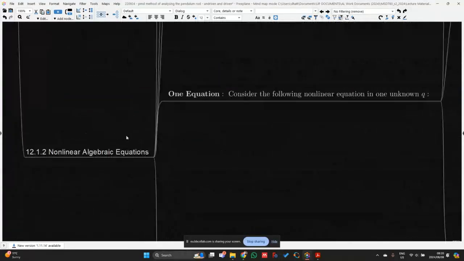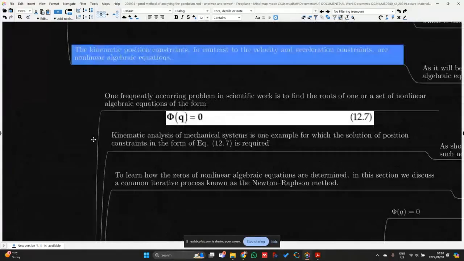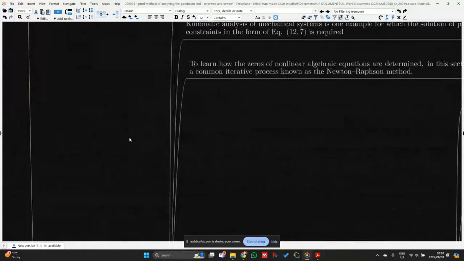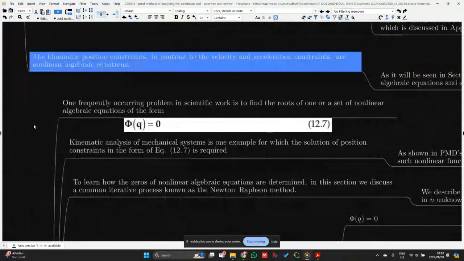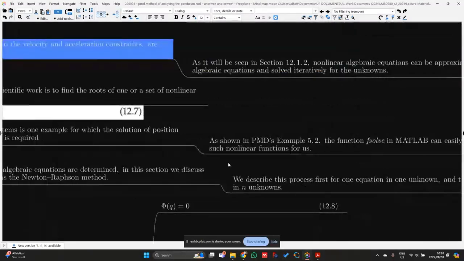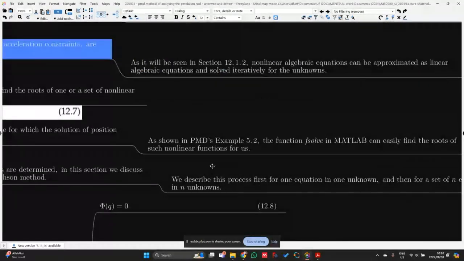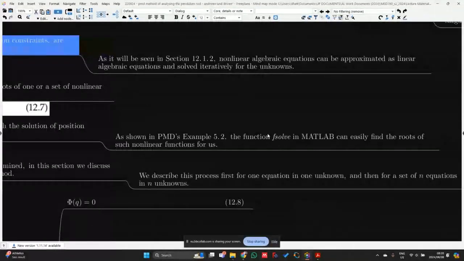Okay, so going over to the next section, which is the nonlinear algebraic equations. One frequently occurring problem in scientific work is to find the roots of one or a set of nonlinear algebraic equations of the form phi(q) equal to 0. Kinematic analysis of mechanical systems is one example for which the solution of position constraints in the form of equation 12.7 is required. As shown in PMD's example 5.2, the function fsolve in MATLAB can easily find the roots of such nonlinear functions for us.